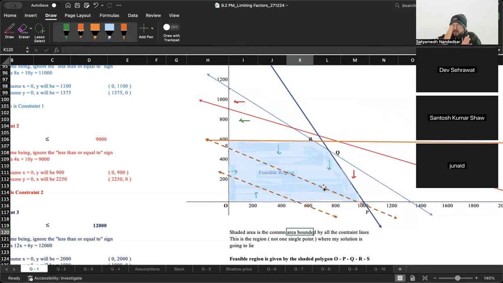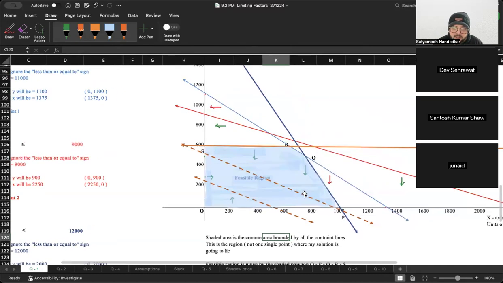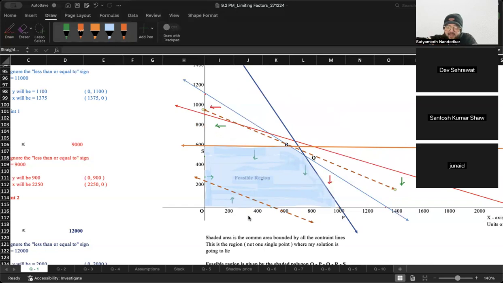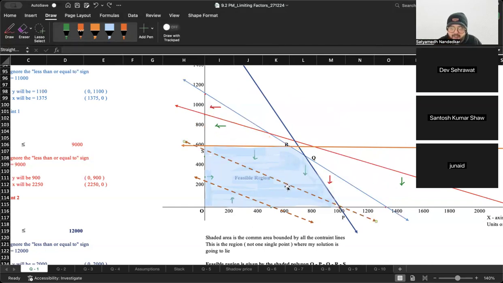See, when I want to increase the value, I have to go to the right. If we go to the right, the value will increase. So I slide this to the right. Move, move, move further. The further to the right, the better. Yes, it crosses Q, but no, it will cross R. This point R is my optimal solution. When I slide my ISO contribution line, what did I do? I started this line from here. These two lines are parallel.